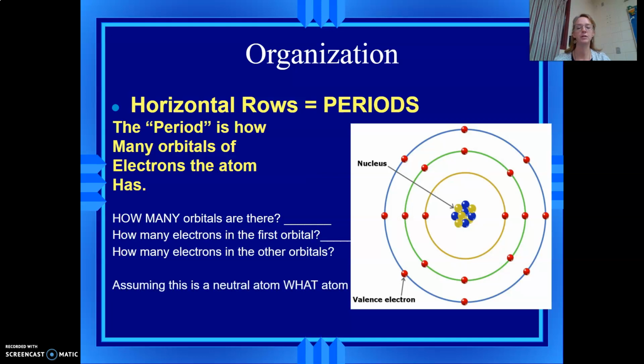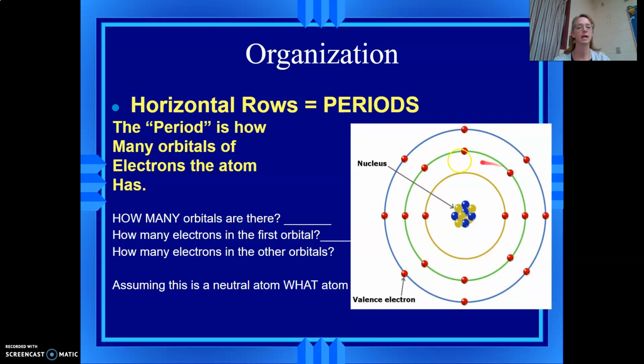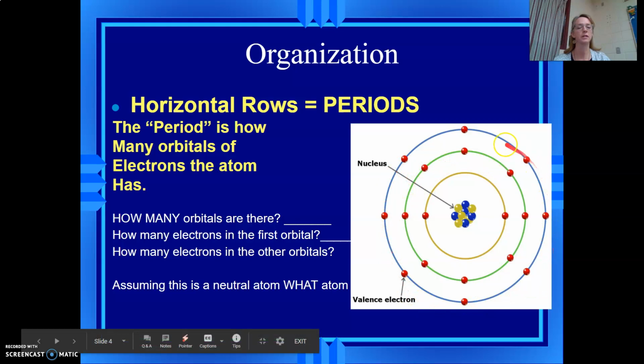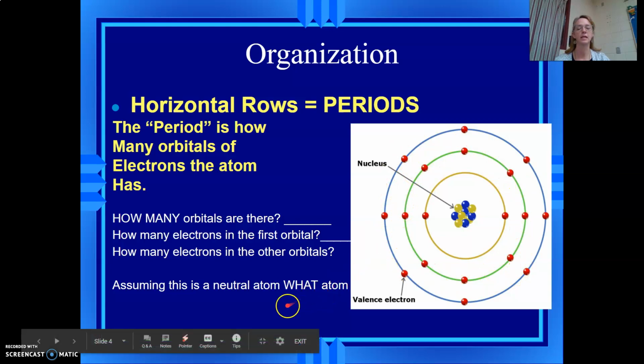Pay attention to how many electrons are in each orbital. So there are 2 electrons in the first orbital. After that, 1, 2, 3, 4, 5, 6, 7, 8. There are 8 electrons in this orbital. Every orbital from there on out has 8. So the first orbital has 2, and the other orbitals have 8, and that is going to be super important. How do you know what atom it is? You can count up all of the electrons. So there's 2 plus 8 plus 8 more is 18. So whatever is number 18, which is argon.